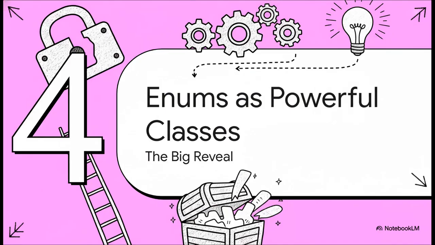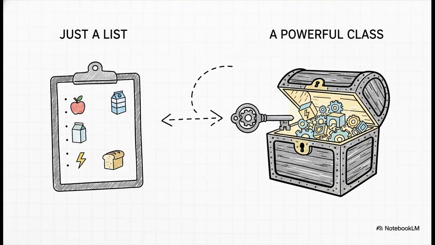But wait, there's more. The benefits don't just stop at safety and clarity. This is where things get really, really interesting. Enums have a secret identity that turns them from a simple list into an incredibly flexible tool. And here's the secret. In Java, an enum isn't just some primitive list. Under the hood, it's actually a special kind of class. That's right, a full-on class. Each of those constants you define is an actual object, an instance of that enum class.